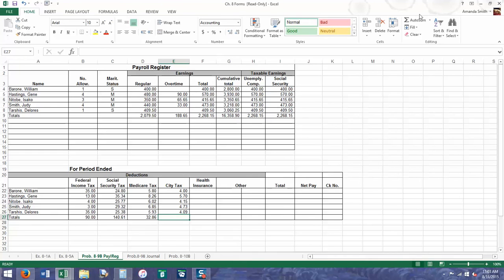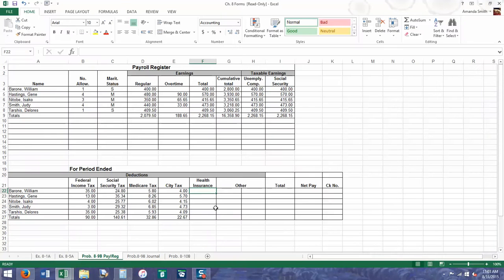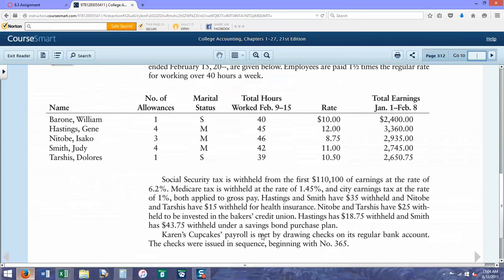Again, let Excel do the auto sum. Saves you time. Health insurance. We're going to have to go back to the book. We are told that Hastings and Smith have $35 withheld for health insurance. So Hastings and Smith have $35. Nitobe and Tarshish has $15 withheld.